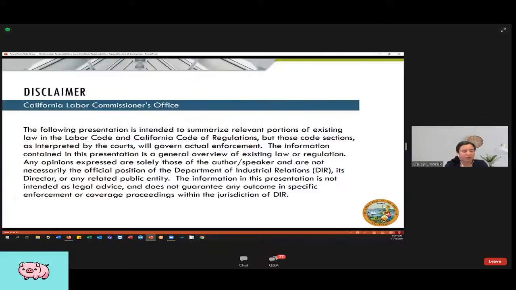Okay, just a quick disclaimer. You probably already memorized this, but this is just a summary of relevant law in the Labor Code and California regulations. Any opinions expressed here today are mine only and not necessarily the official position of the Department of Industrial Relations. The information presented is not to be considered legal advice.